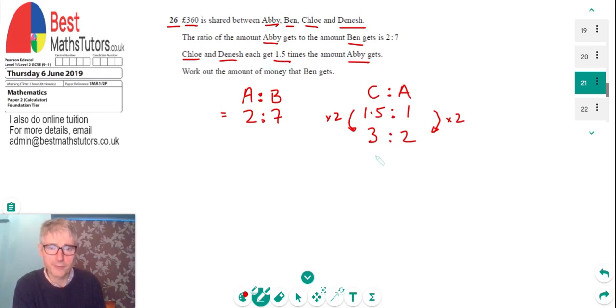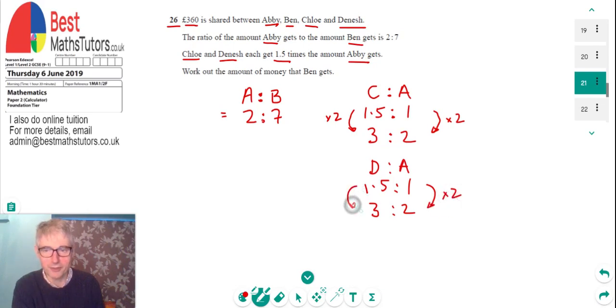And the same is true for Dinesh. We can say Dinesh also gets 1.5 for every 1 that Abby gets. So that's a ratio of 1.5 to 1. And if we multiply both parts of that ratio by 2, we get 3 to 2 as well.